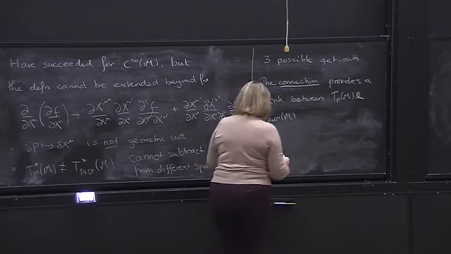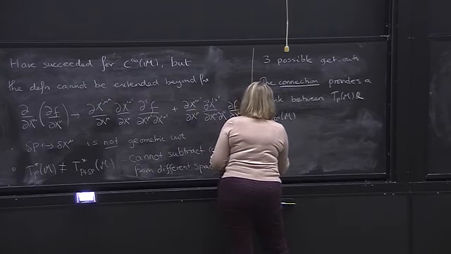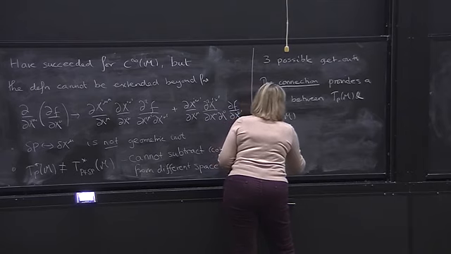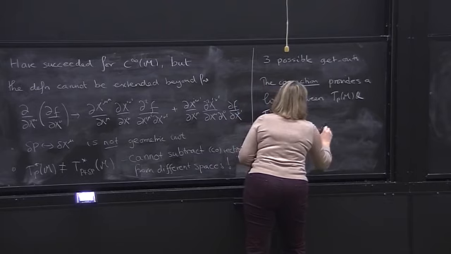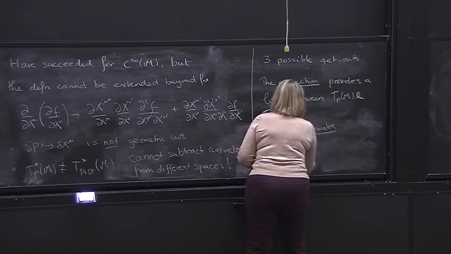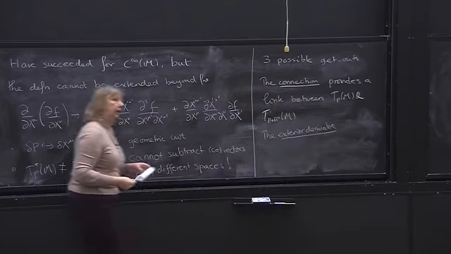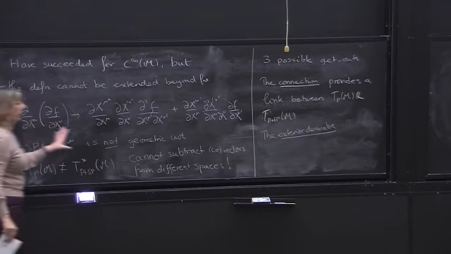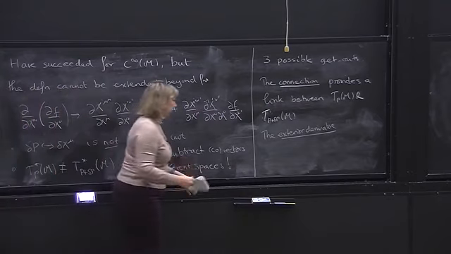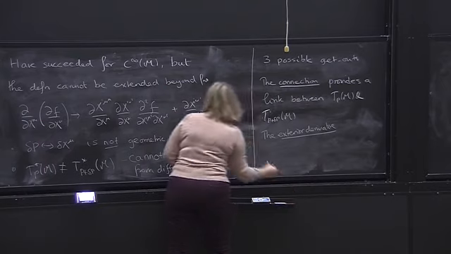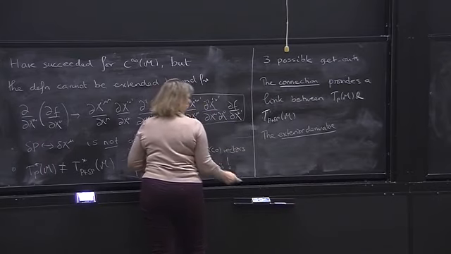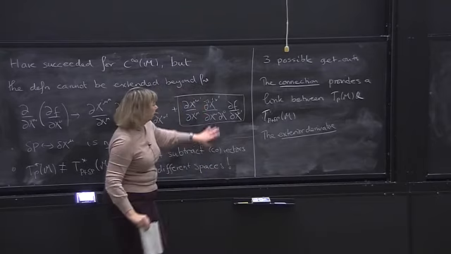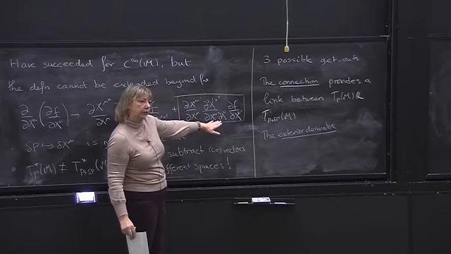What we're going to talk about today is the exterior derivative. The exterior derivative is going to be a way of eliminating this unwanted piece, the second derivatives, and it's going to do it by taking an antisymmetric derivative.